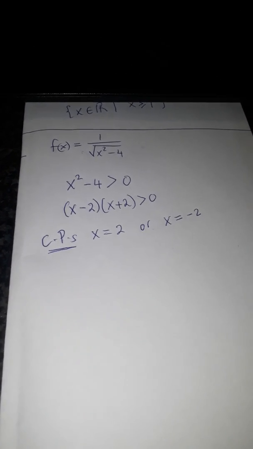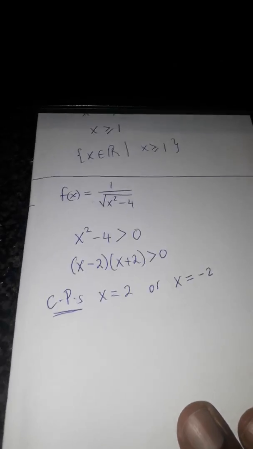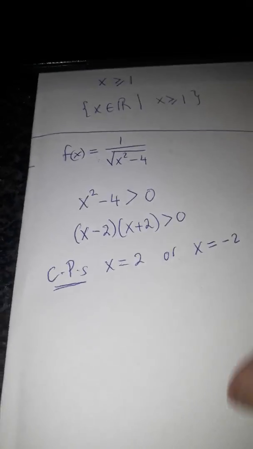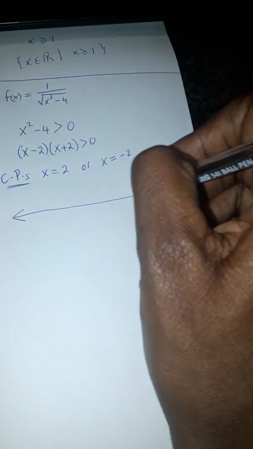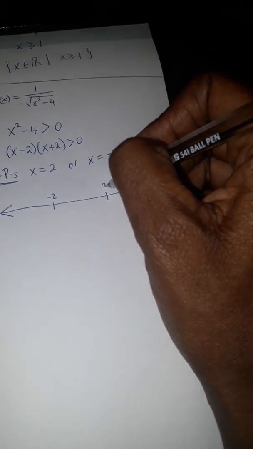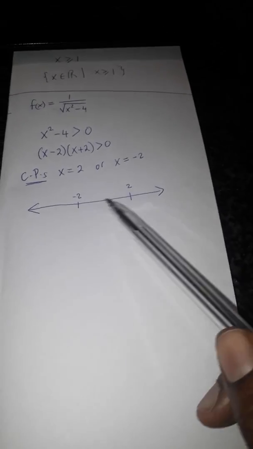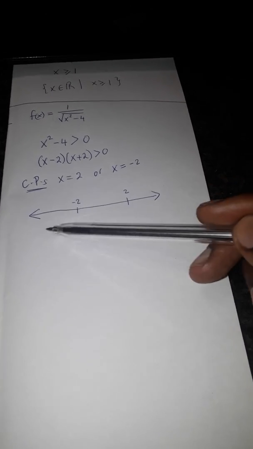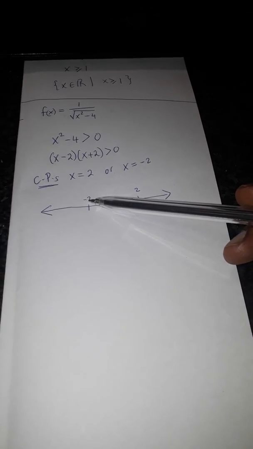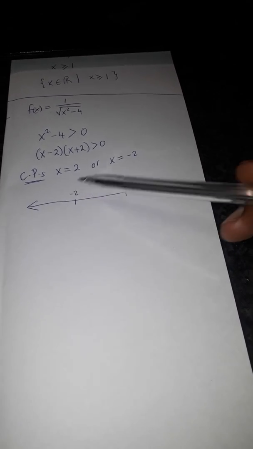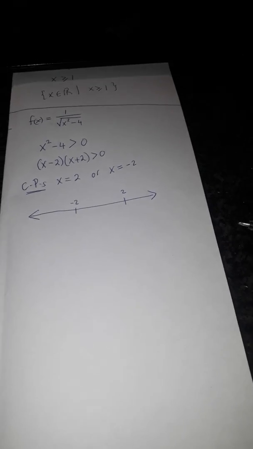Now these points are critical, or I say they're important, because they divide my number line into 3 regions. So this is what the number line looks like. I put minus 2 there because it comes first, and then 2 over there. That is the order they come in on the number line, and they've divided it into 3 regions: the numbers less than minus 2, those between minus 2 and 2, and those greater than 2.